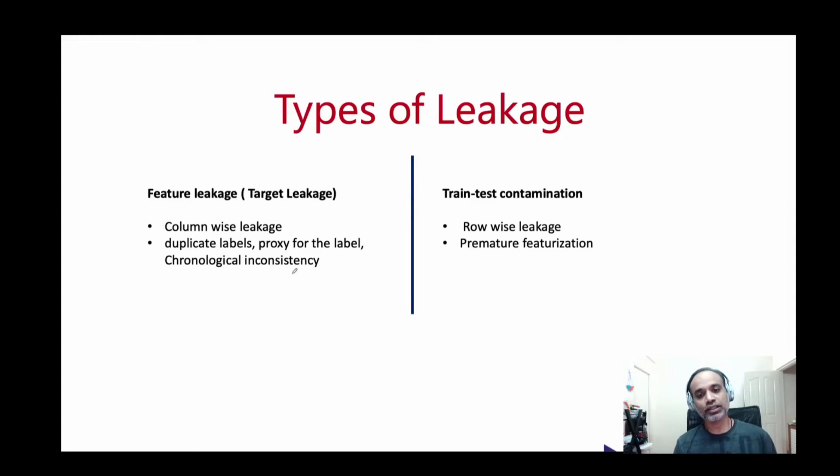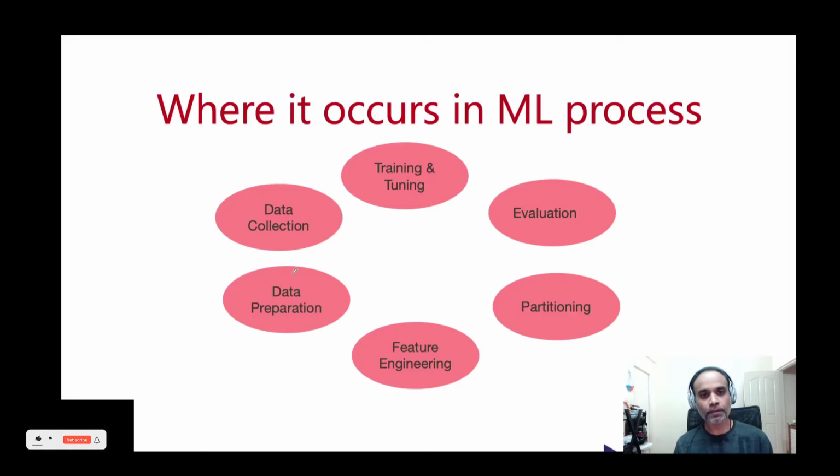And train-test contamination is like a row-wise leakage. When I talked about random sampling, it happens there, because you are splitting the data into train and test, but some rows come to your train data while the same record is also present in the test data. Or premature featurization, which happens during your feature engineering process. We will discuss them one by one.